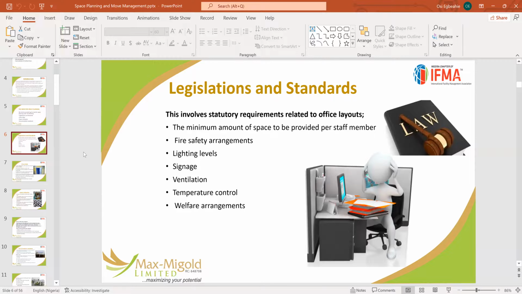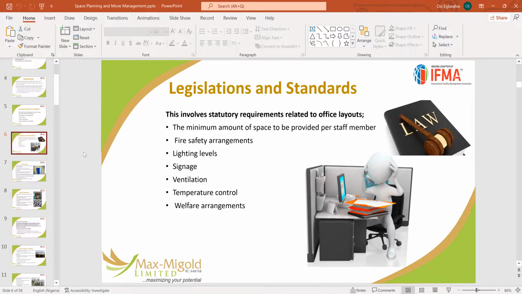provided per staff member. By standard, a staff member in an open office is supposed to have a minimum of about 2.88 square meters, which is approximately 3 square meters, for each of the staff that is going to sit in the open office. They're supposed to have 3 square meters to themselves, which includes the desks, the working space, and then the circulation space around the swivel chairs that the staff will use.